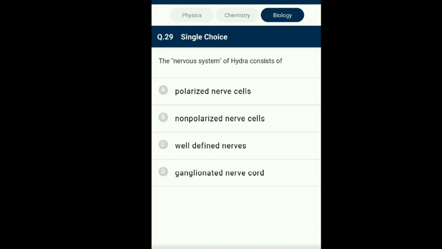Question number 29. The nervous system of Hydra consists of. Hydra, belonging to the phylum Cnidaria, is a genus of freshwater organism. They are generally found in tropical and temperate regions. A nerve net found in Hydra serves as a simple nervous system that connects photoreceptors and touch-sensitive nerve cells. These cells are found in the body walls and tentacles. Brain and muscles are absent in Hydra. Also, the nervous system is not as complex as that found in higher animals. The nerve cells of Hydra are non-polarized, so signals can move in any direction. So the answer is B, non-polarized nerve cells.